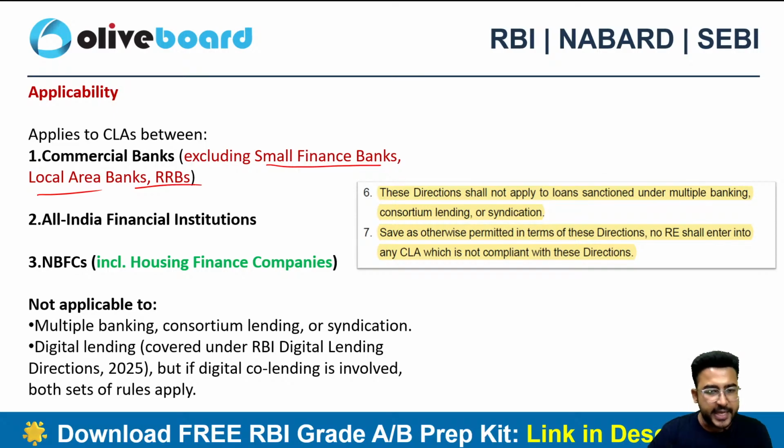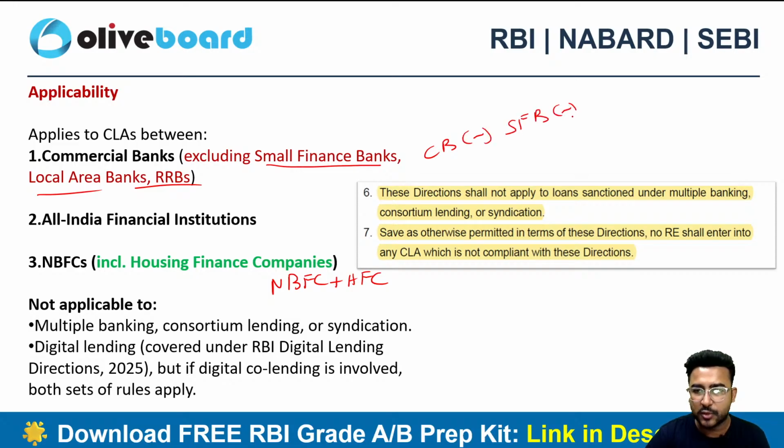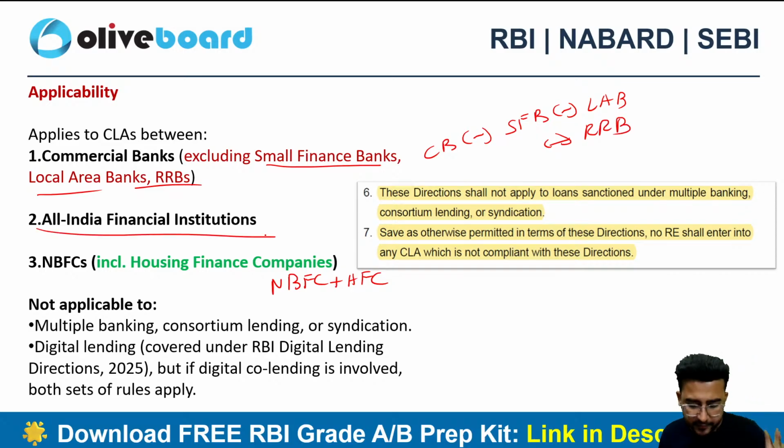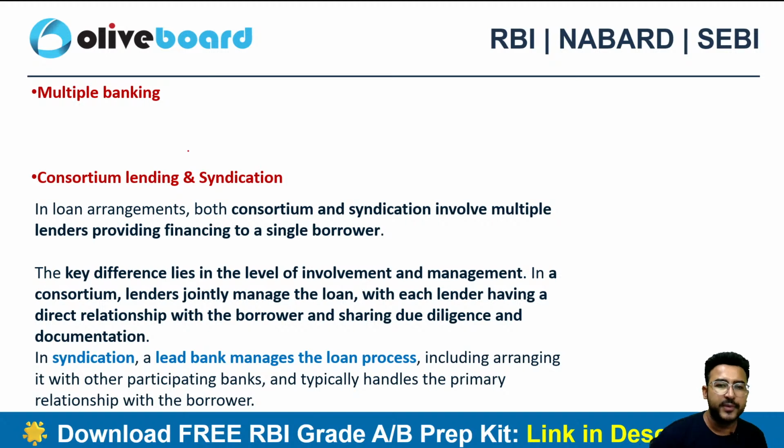It also applies to NBFCs, including housing finance companies. Whereas for commercial banks, it is excluding the small finance bank, the local area bank and the regional rural bank. All India financial institutions, 5 of them, are covered in this particular direction. However, if there is a case of multiple banking, consortium lending or syndication, this won't be covered. Multiple banking, for example, is where Adani Sahab has taken a loan from different banks.